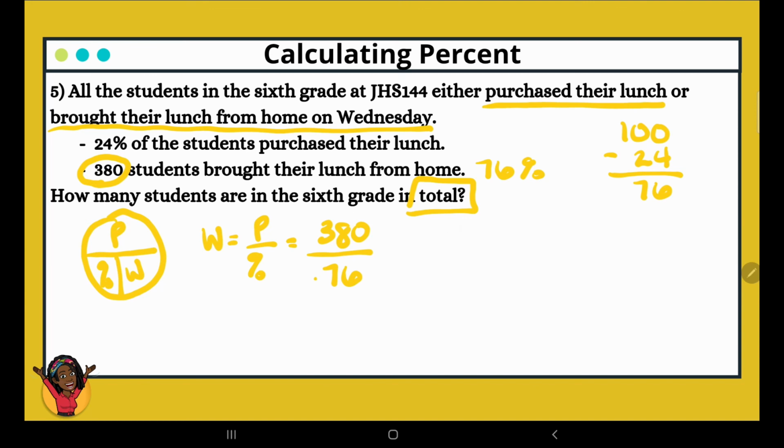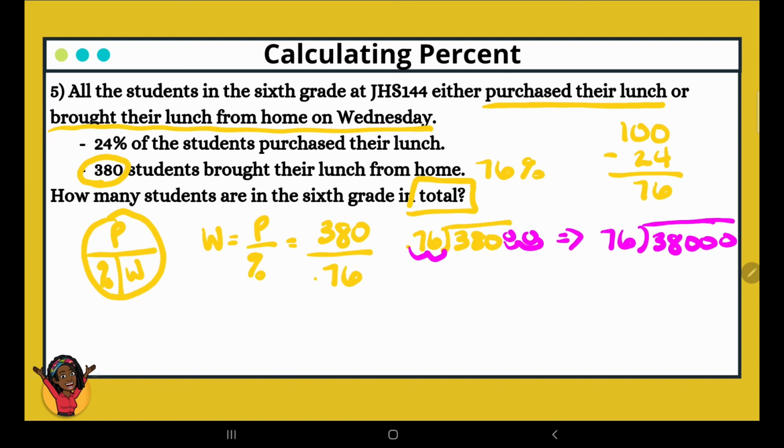Let's go ahead and set up our division. So we have 380 is being divided by 0.76. Now we do monkey see, monkey do, and we'll need to move it twice here. And that leaves us with 76 being divided into 38,000. 76 cannot go into 3, cannot go into 38, but it can go into 380 5 times. 5 times 76 is 380.